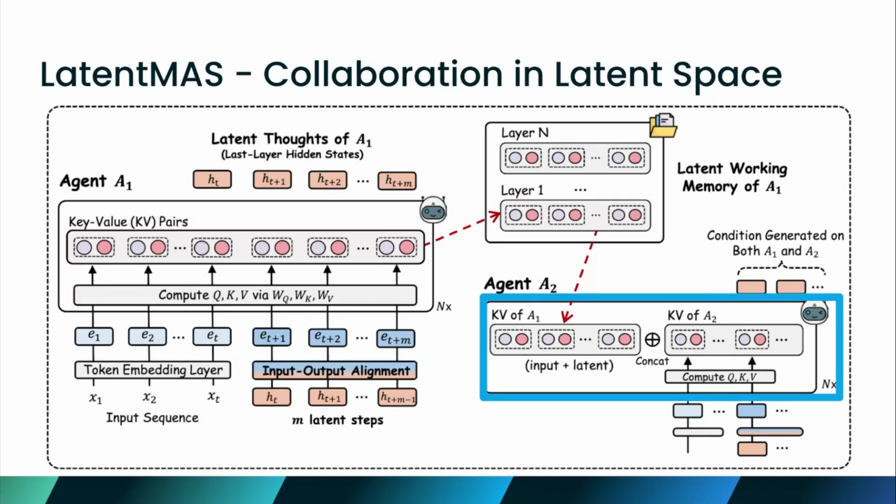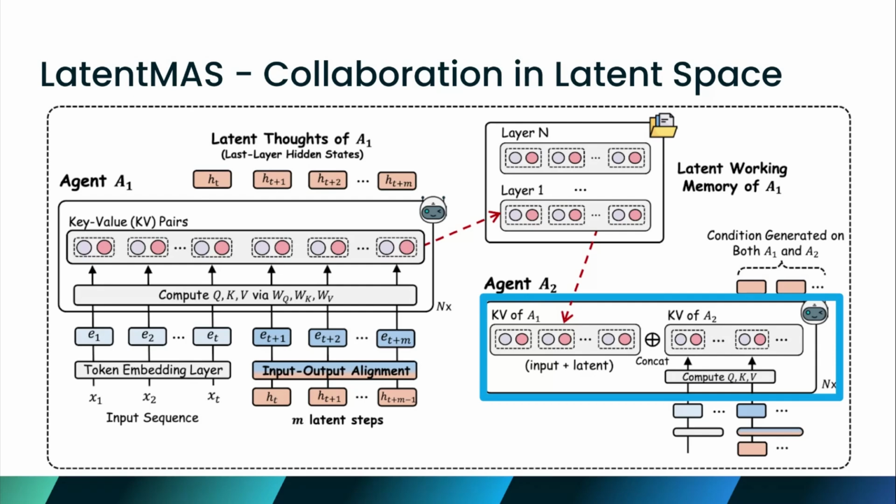And lastly, that working memory computed by the first agent is concatenated with the next agent's key value cache. This ensures that the new latent thoughts generated by the second agent are conditioned on both the working memory of the previous agent and its own internal representations and instructions.